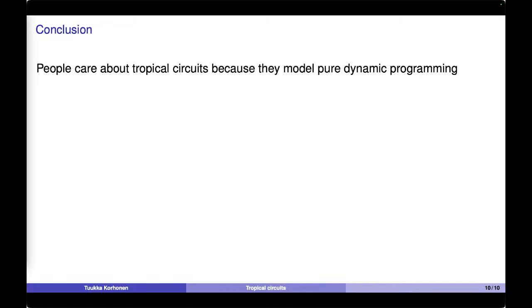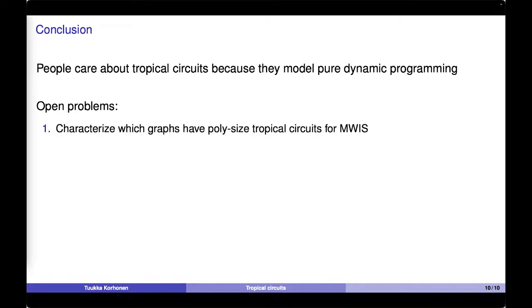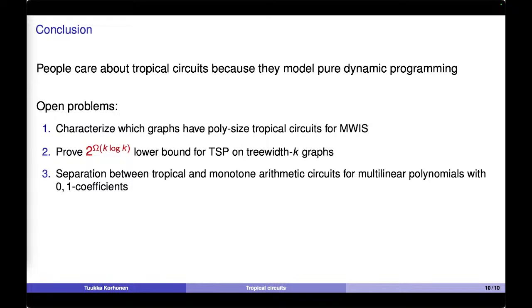So I guess that's all I want to talk about. In conclusion, we care about tropical circuits because they model these pure dynamic programming algorithms. I mentioned a couple of open problems: characterize which graphs have poly-size tropical circuits for max weight independent set, prove a better lower bound for tropical circuits for TSP on bounded-treewidth K-graphs, and separate tropical and monotone arithmetic circuits for natural optimization problems. And that's all. Thanks.